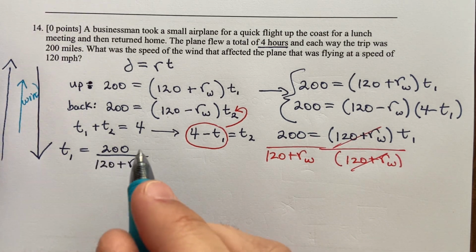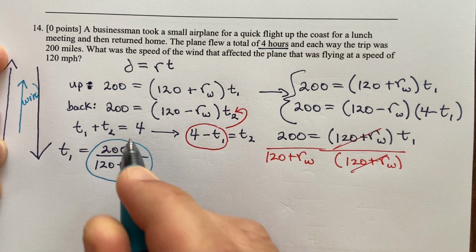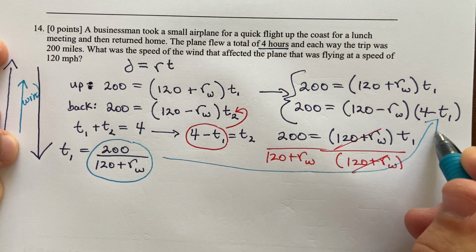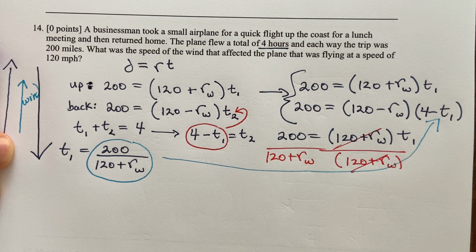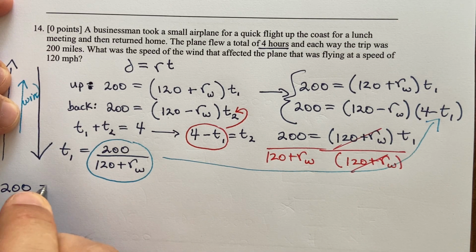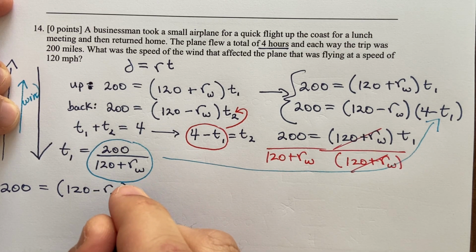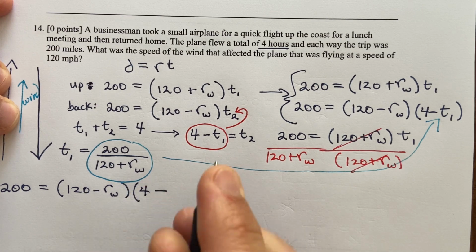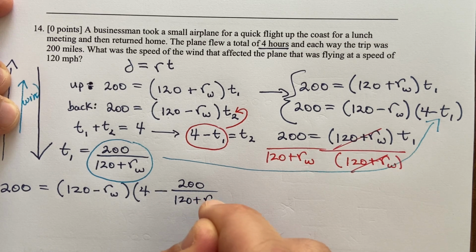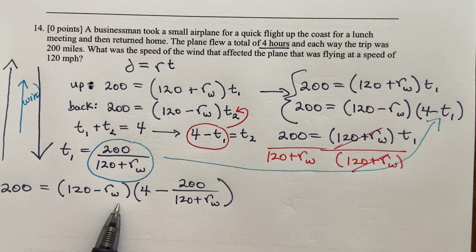Okay, so what I'll do now is take this and plug it in for T sub 1. So that would create this equation: 200 equals 120 minus R sub W times 4 minus 200 over 120 plus R sub W. Okay, and we're solving this for R sub W.